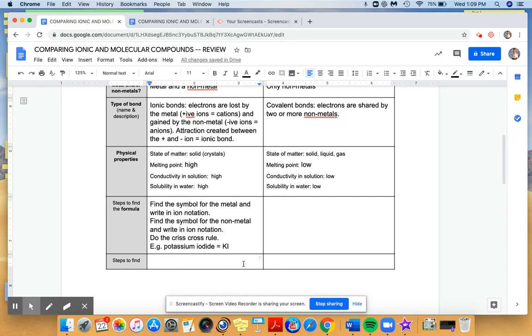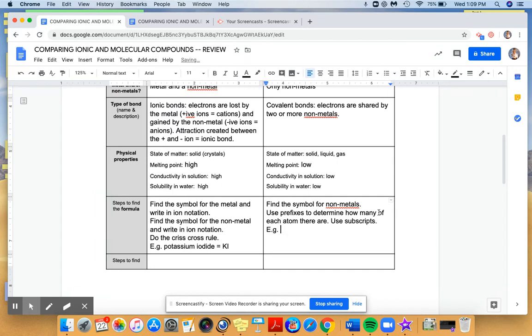Okay, steps to find, actually let's do the molecular compounds. So how do you find the formula if you're given the name for a molecular compound? Well, you find the symbol for the nonmetals for both of them and use prefixes, so mono, di, tri, etc., to determine how many of each atom there are. And then you're going to use subscripts to show that in the formula.